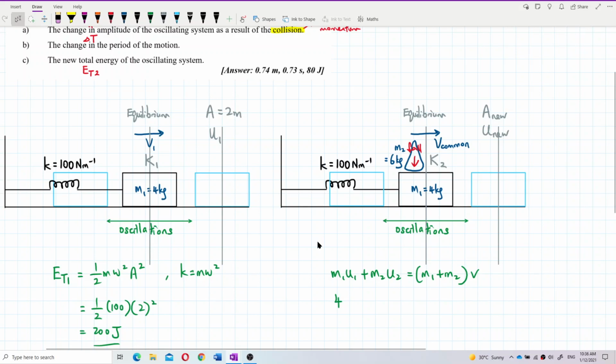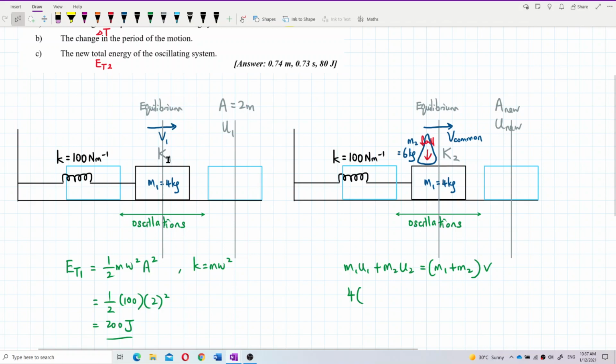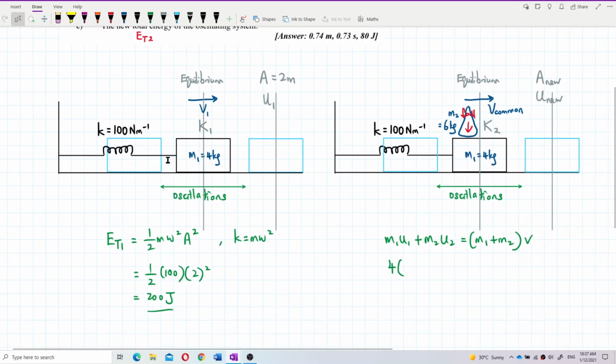Initially, it has 4 kilogram. The initial velocity is, okay, what is the initial velocity? We need to find out this one. We don't have the initial velocity in this position. Okay, we have to go back to the original condition. We need to know what is this v1, what is this initial velocity? Not this one, this is potential energy. Just rub that off first.